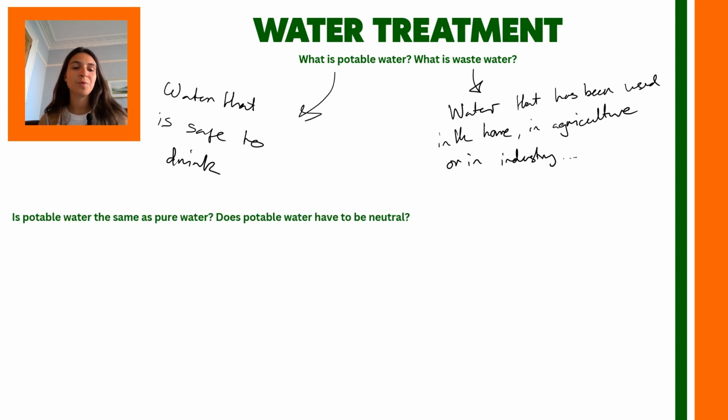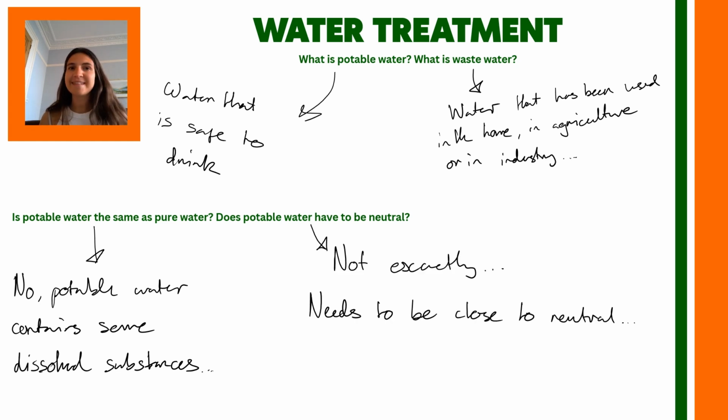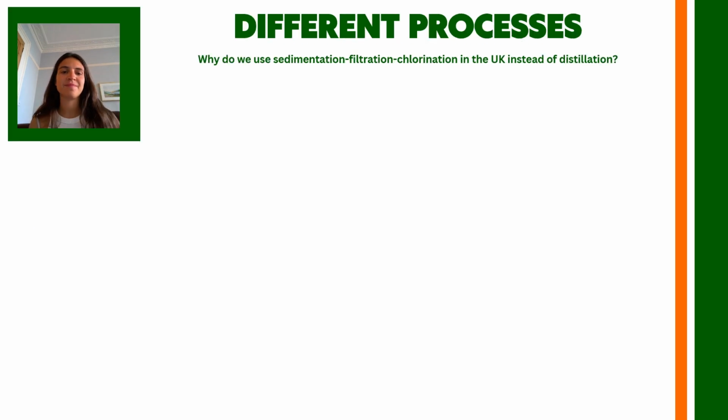Okay, and is potable water the same as pure water? Does potable water have to be neutral? So I did just answer that a second ago, really. No, potable water will contain some dissolved substances, so it is not pure H2O. And does it have to be neutral? Not exactly, but it does have to be close to neutral for it to be drinkable water.